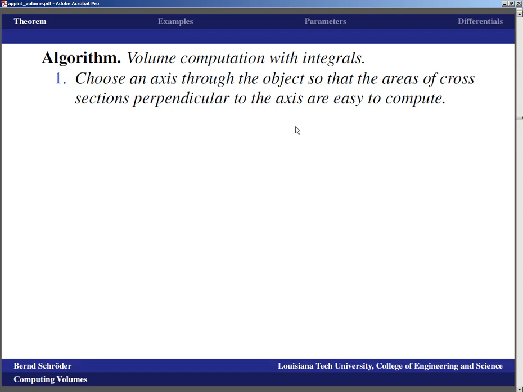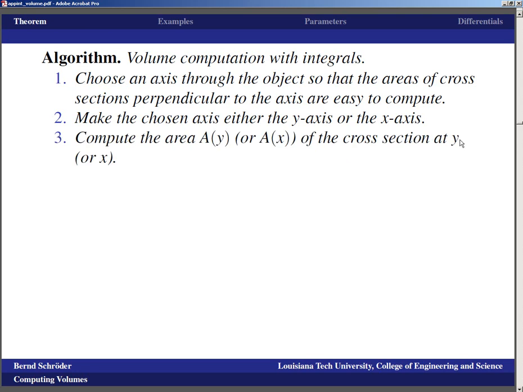First of all, we choose an axis through the object so that the areas of cross-sections perpendicular to the axis are easy to compute. And that may mean that they have an easy shape, or that they behave nicely, meaning that you've got a nice function that tells you what the radius or side lengths of your cross-sections are. You make the chosen axis either the x-axis or the y-axis. I mean, you can just keep the object aligned as you visualize it, and then make the axis the x-axis or the y-axis, or you could mentally rotate the object in your mind and make the axis the axis that you're more comfortable with.